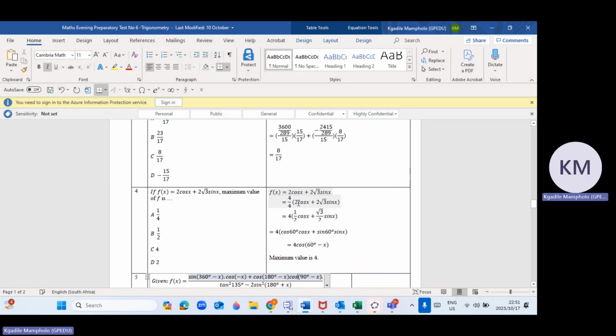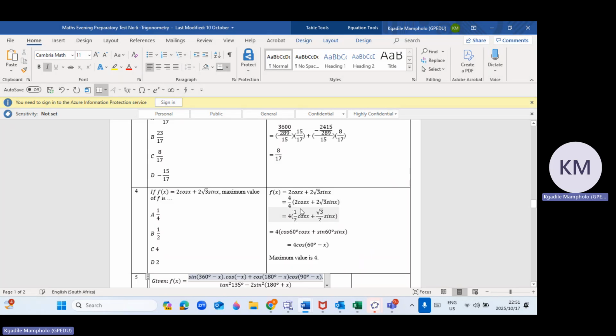You can make this to be a double angle of cos, because you can see that if you divide by 4, you'll have half, and half is cos 60. And then if you divide by 4 again here, 2 will cancel 2, we'll have root 3 over 2, which is sine 60. But remember, if you create something, you must counter what you created.